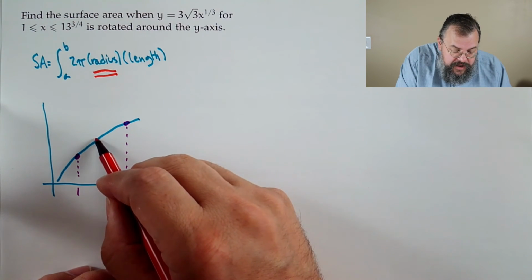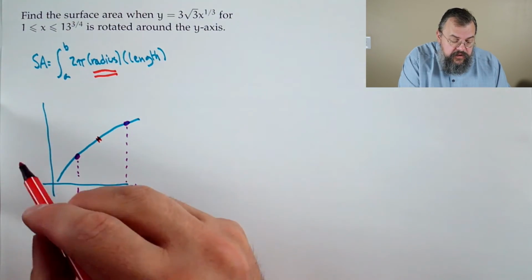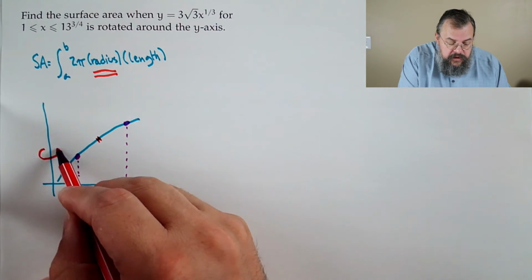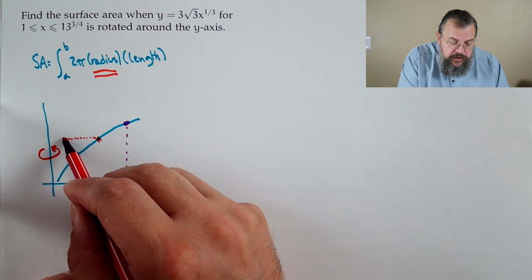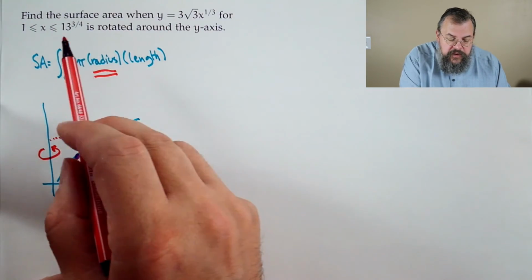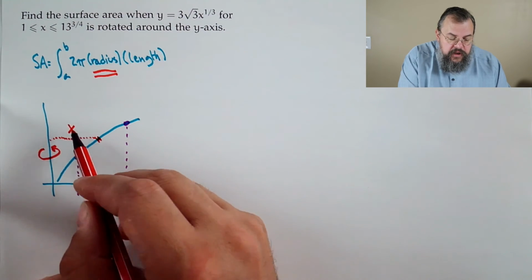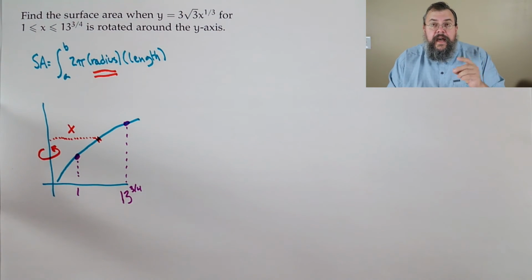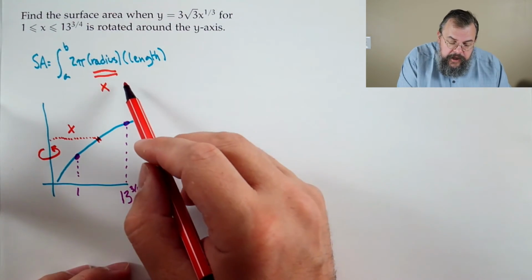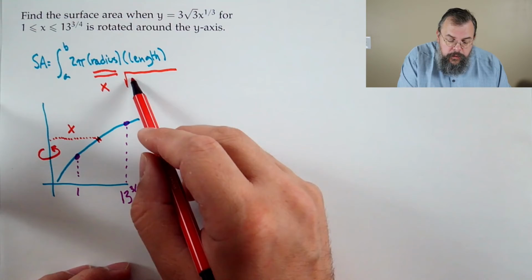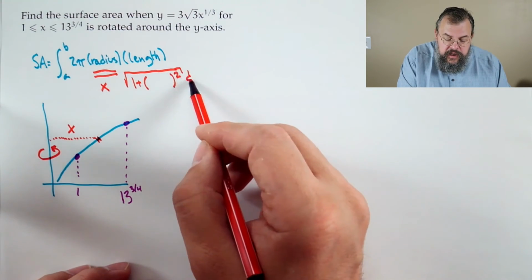So we have our little tiny piece, and we haven't marked yet where we're spinning. We're going around the y-axis, so the y-axis is over here. Since we're thinking of things in terms of x, our bounds are in terms of x, our function is in terms of x, our distance to where we're spinning is x. Great. So then our length is the square root of 1 plus the derivative squared, dx.